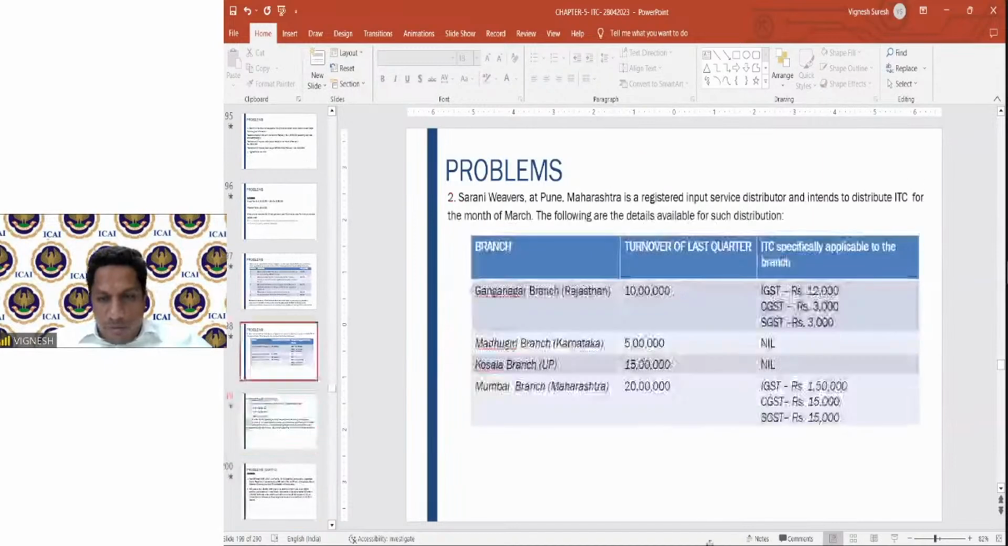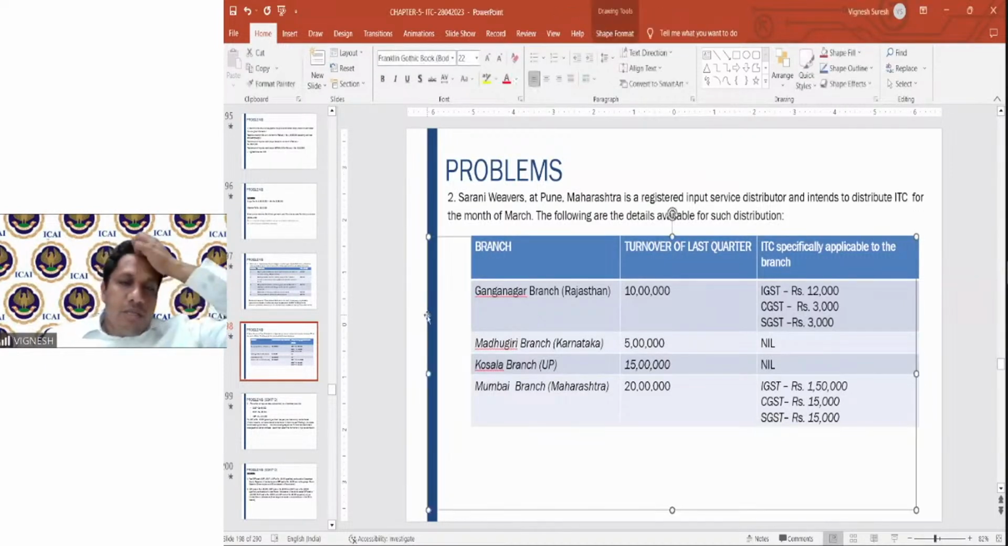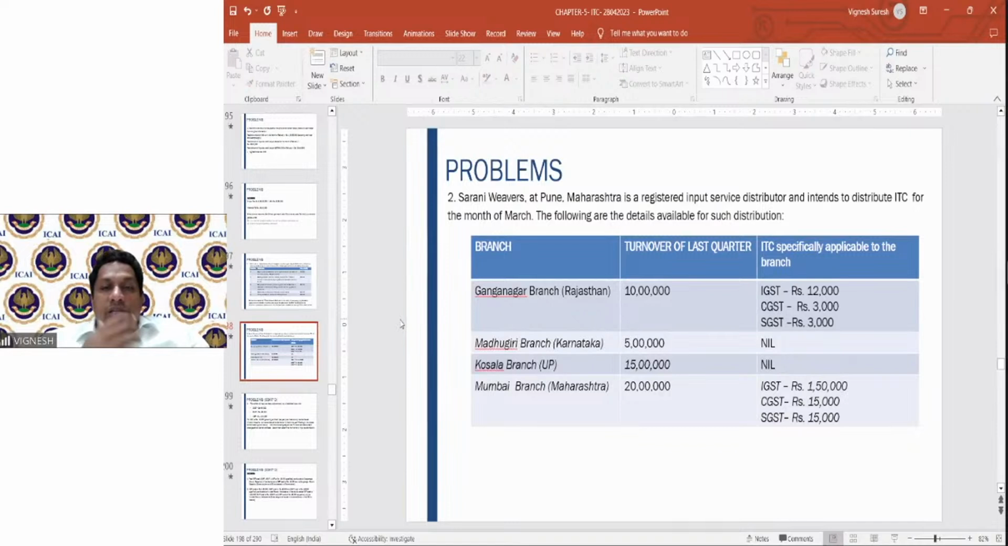Okay. Next question. Now, this question is going across many slides, so I will tell you which page of the study material. It is page number 8.128. Please open that page of the study material, or you can see in the slide also, for your convenience. Sarani Weavers at Pune, Maharashtra is a registered input service distributor and intends to distribute the ITC. Someone asked, no, this is the ISD, input service distributor problem.